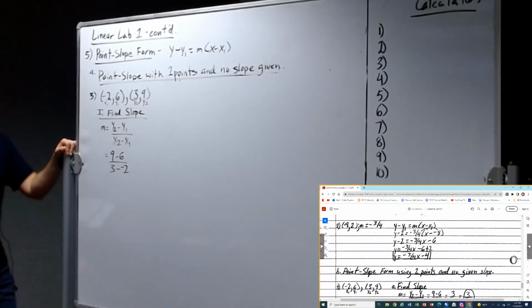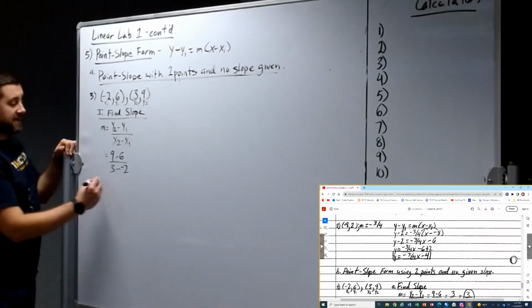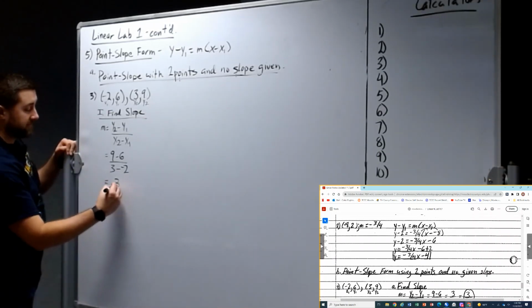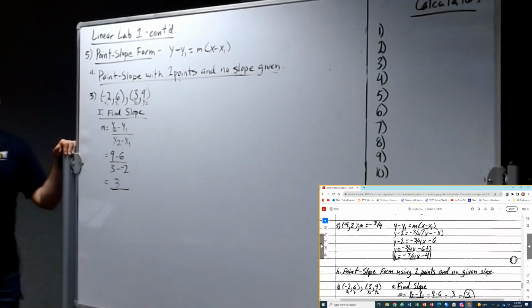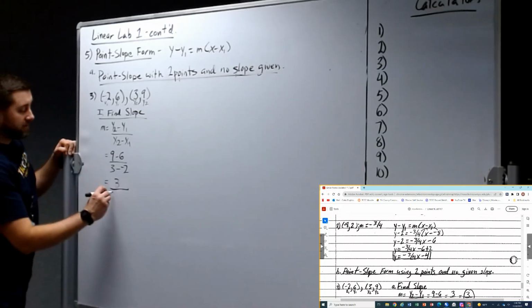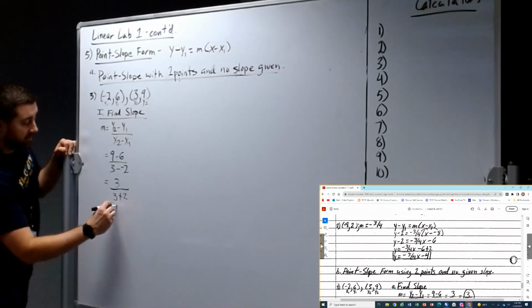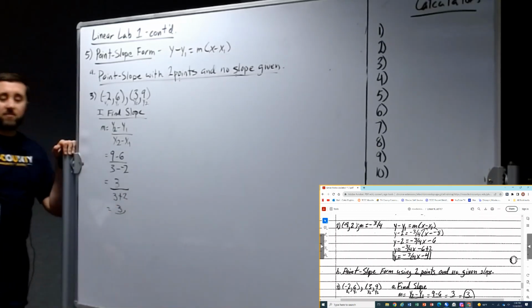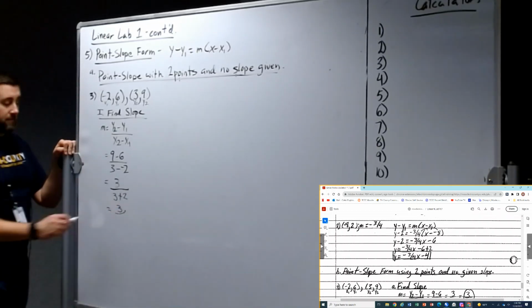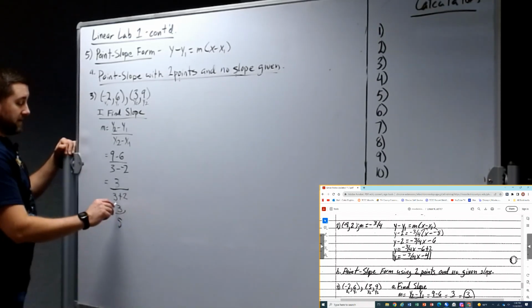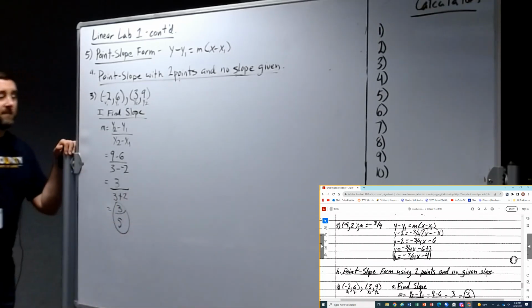All right. So now you can start chipping away at this. 9 minus 6, well, that's easy. 3 minus negative 2, let's clean that up. 3 minus negative 2 makes 3 plus 2, right? So 3 over, what's 3 plus 2? 5. So 3 over 5. There is your slope. Okay?